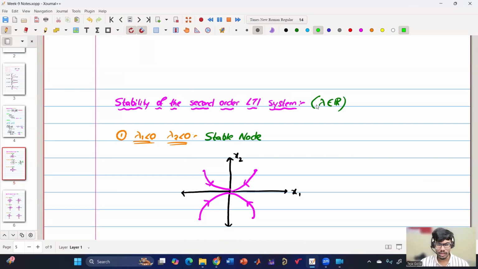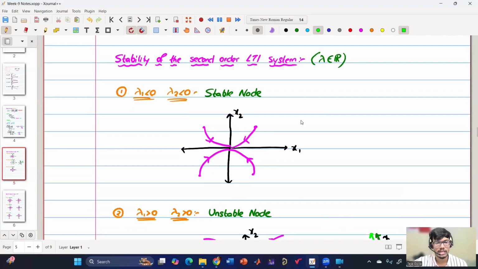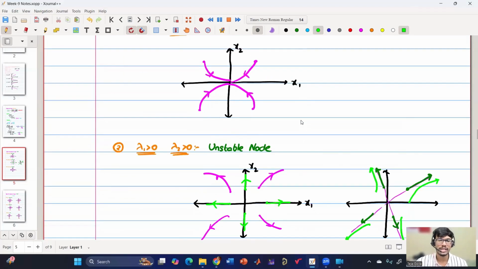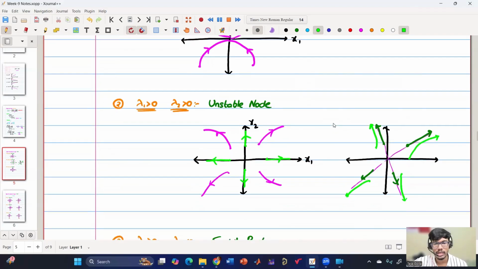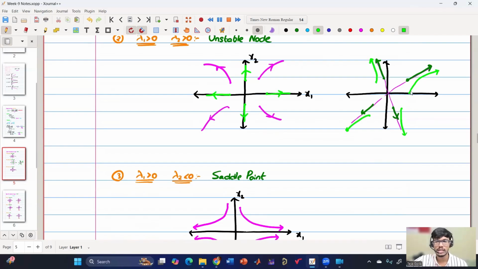So we have considered both eigenvalues to be negative, which means it is stable. If the initial condition is somewhere, then the trajectory will go towards the origin because it is stable. If we consider both of them to be positive, then it is an unstable node. If we consider any initial condition, then it will move away from the origin. If we consider it on the eigenvector, then it will move along the eigenvector. If not, then it will move towards the eigenvector and eventually meet the eigenvector as time tends to infinity.